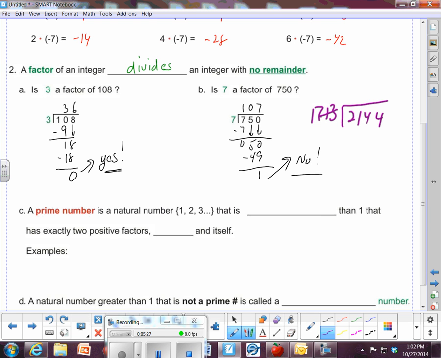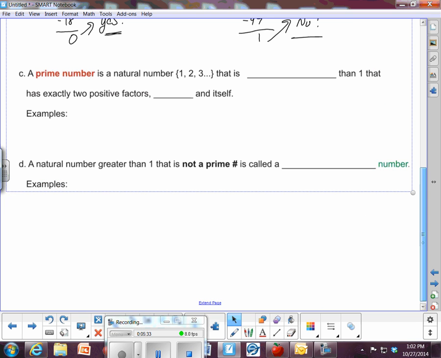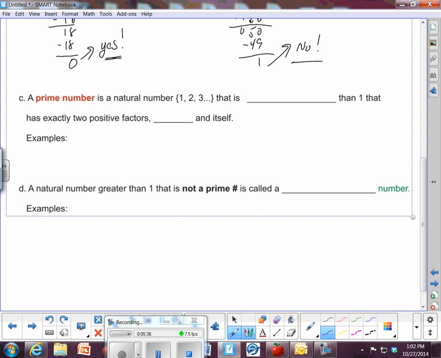Okay, so then prime number, next thought. And again, I trust all this is review. It should be. These are all concepts that you should have had before. A prime number is a natural number. Remember, your natural numbers are your counting numbers, 1, 2, 3, 4, 5, 6, etc. So let me ask you this. Can a prime number be a negative number? Not technically, no. It's got to be a natural number. It's got to be a positive number, 1 or above.